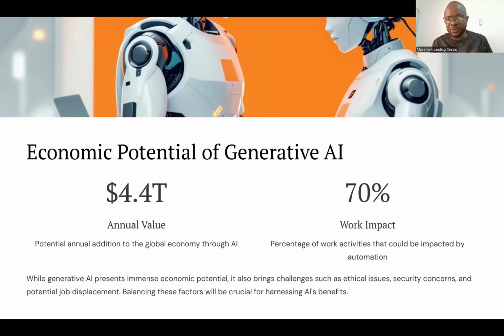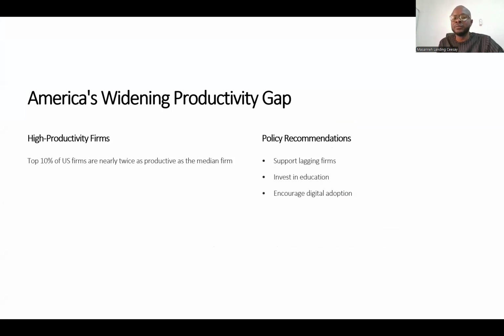So AI has a potential addition to the global economy of 4.4 trillion US dollars, but at the same time it can impact about 70% of work. So governments now have to deal with the issue of making sure that they maximize the benefit that AI brings and minimize the impact as much as possible, so as not to affect jobs, and also address the ethical considerations.